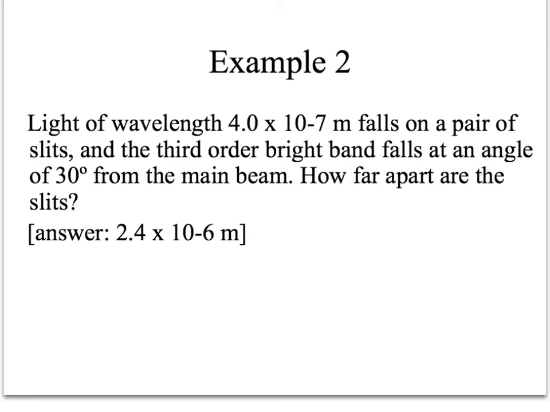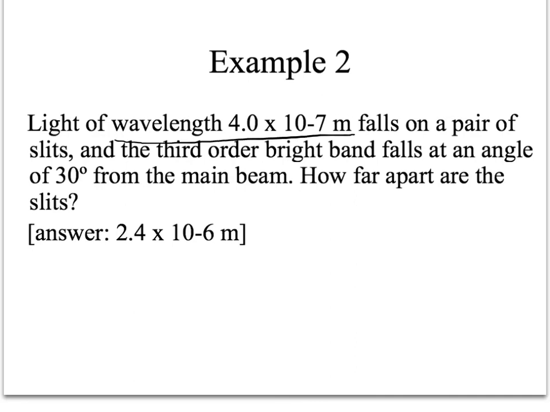All right, light of wavelength 4 times 10 to the negative 7th meters falls on a pair of slits, and the third order bright band falls at an angle of 30 degrees from the main beam. How far apart are the slits? So now we're looking for d. Now this can be deceptive. You've got to watch out here. This is the wavelength of the light.